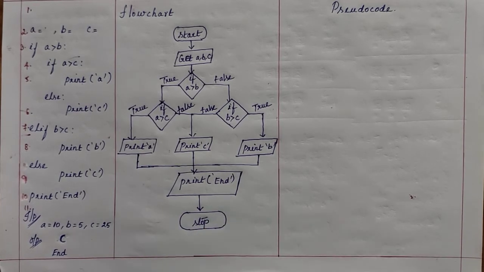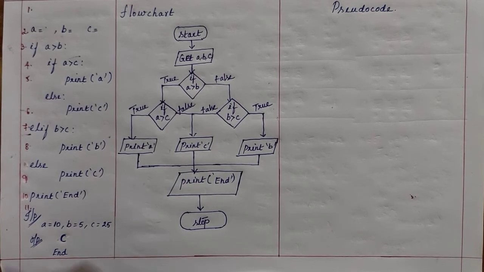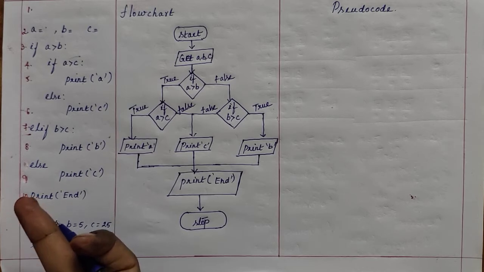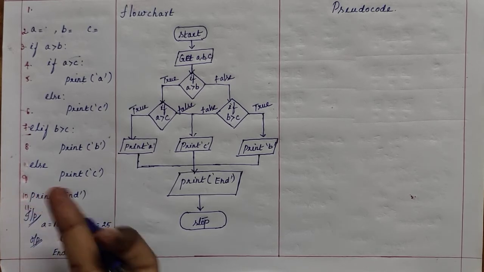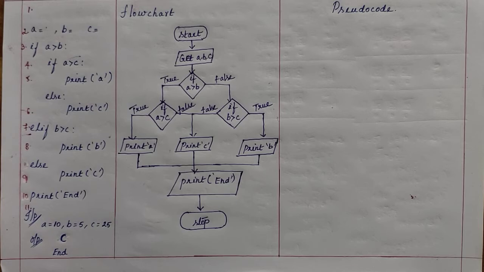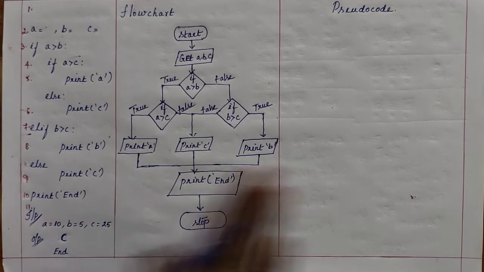Stop. That's all. So in a university examination, if they ask you to draw a flowchart for finding the largest among three numbers, this is the answer. So this is about the flowchart. Now we are going to convert this logic into pseudocode.